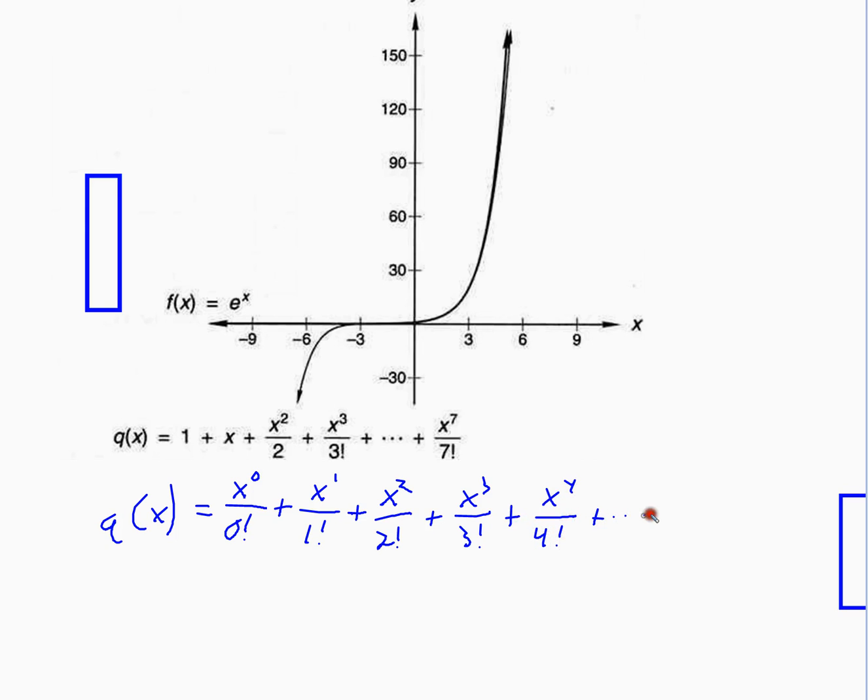We can keep going and going. And so what we can do is write this as a summation, because there's a pattern here. Let's use n equals, our first n is 0, so 0 to infinity of x to the n over n factorial. This right here is the same as f of x equals e to the x. And that's what we have over here.